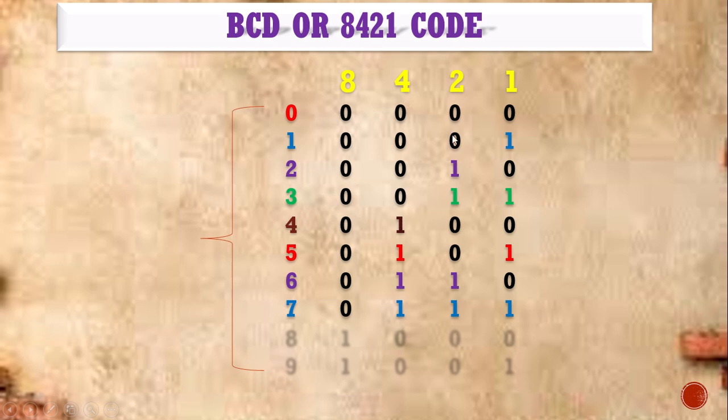So 4 க்கு நேரா 1, 2 க்கு நேரா 1, 1 க்கு நேரா 1. Then 8. We already have 8 in the code. So against that 8 we can place 1. Then 9. How do we get a 9? 8 plus 1 is 9. So 1 0 0 1. I hope you could understand that.